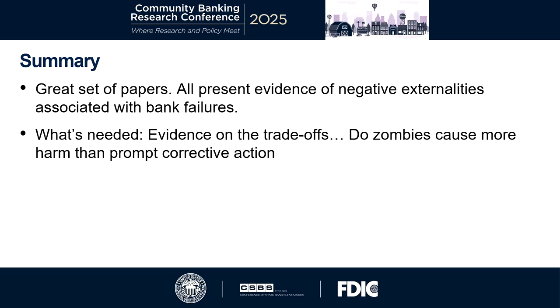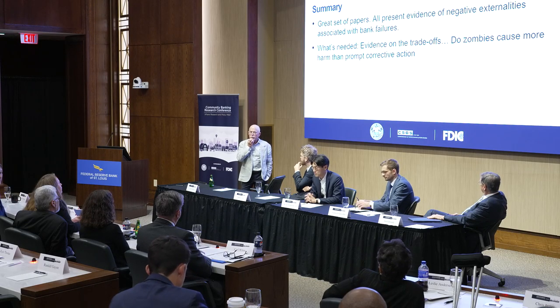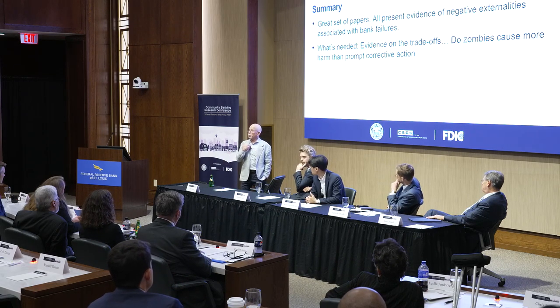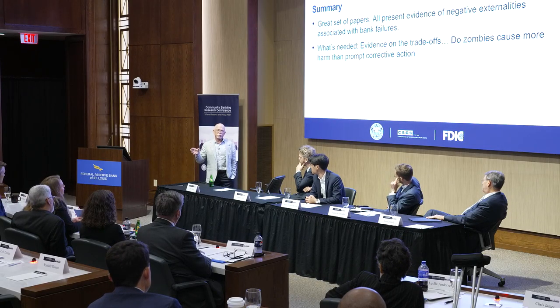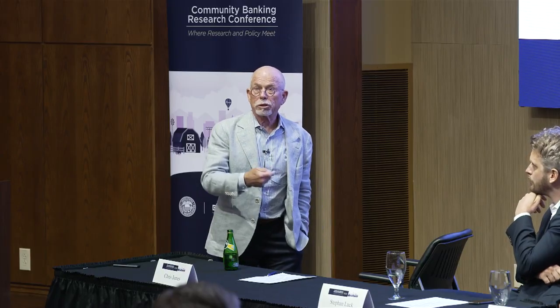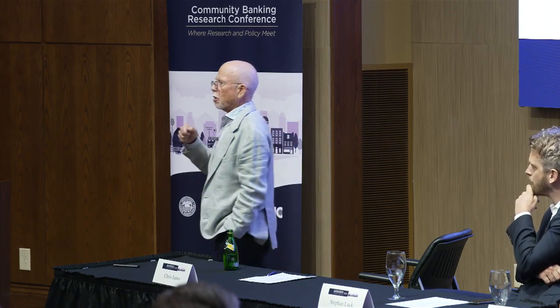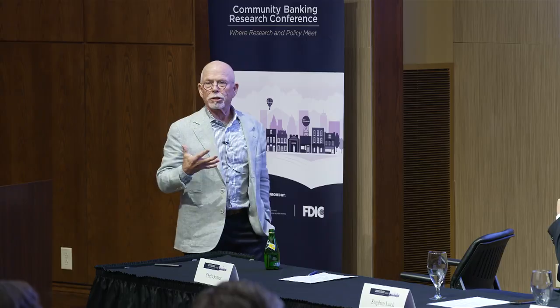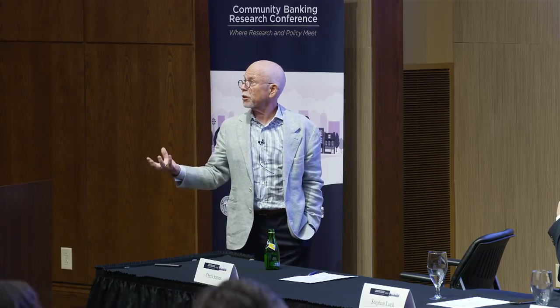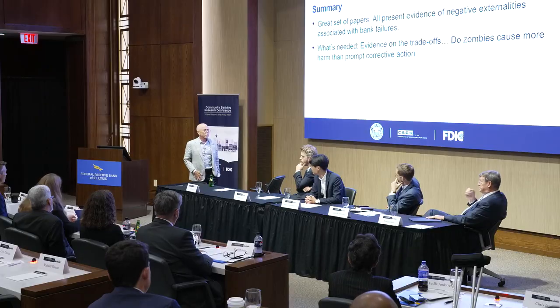So just to summarize and then open up for comments and questions, this is a great set of papers. From an economist's point of view, and hopefully from a community banker's point of view, what's neat about these papers is they have very clever ways of trying to tease out causal links, which I think is really important. What I think is needed, and Stefan mentioned this, and I would reinforce this, is they do provide evidence of a trade-off: stricter supervision, slower growth. But the question we need to ask is, what's the cost of not taking action? Do the zombies cause more harm than prompt corrective action? And unfortunately, we don't have good empirical evidence to guide us on that. So with that, I'll open it up to questions or comments from the panel.